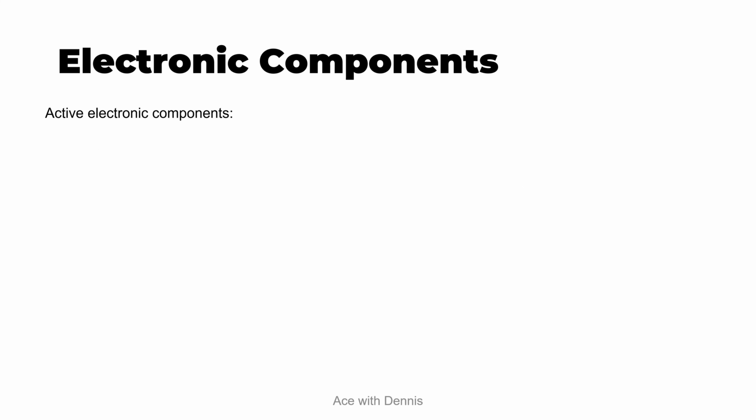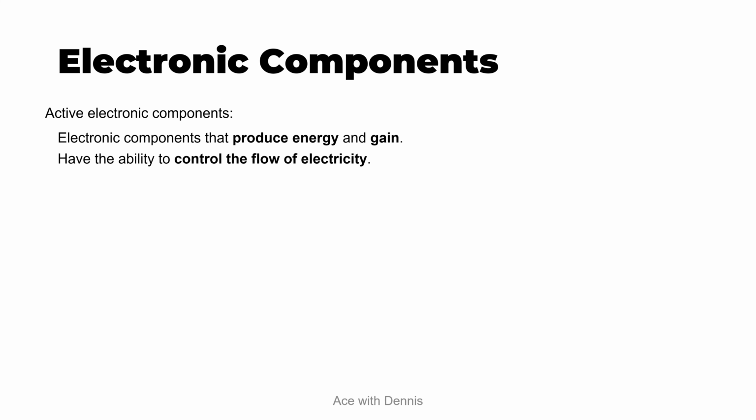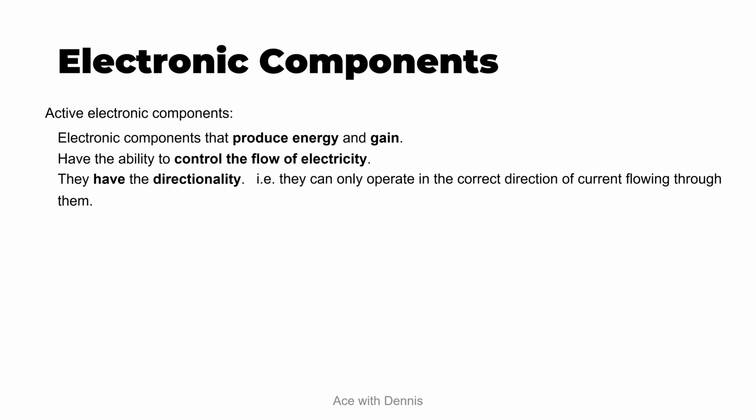Next, what is active electronic components? Active electronic components are electronic components that produce energy and gain. They have the ability to control the flow of electricity, and they have directionality. That is, they can only operate in the correct direction of current flowing through them. Here are a few examples of active electronic components.